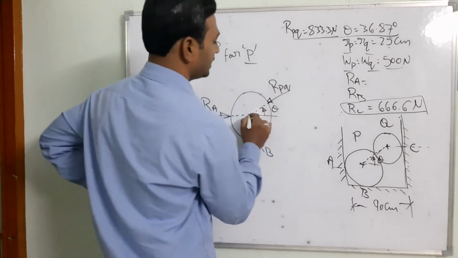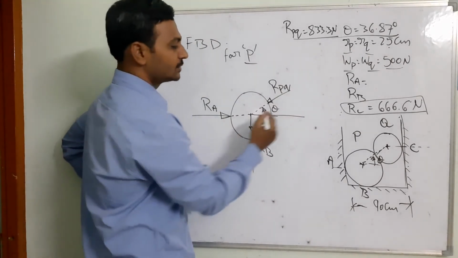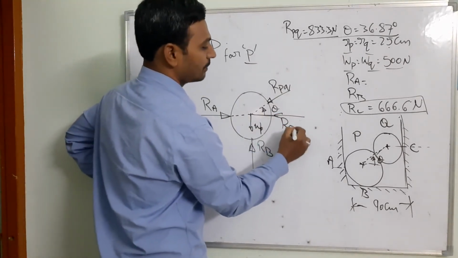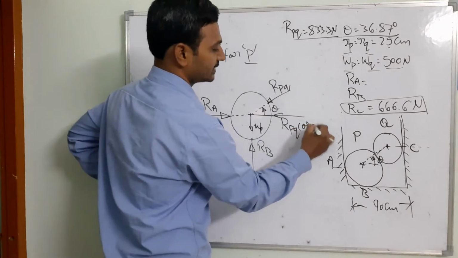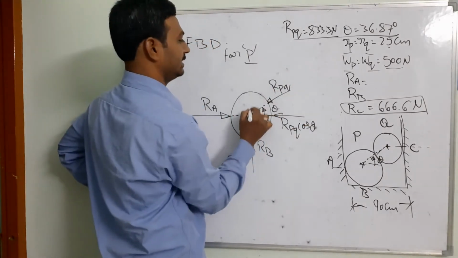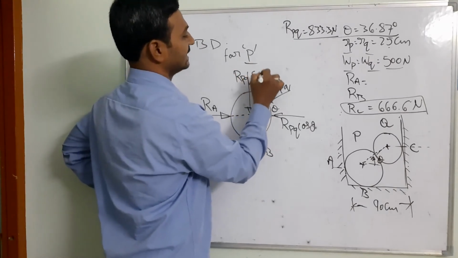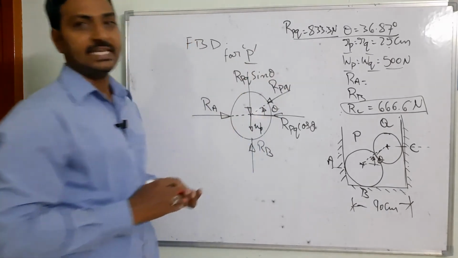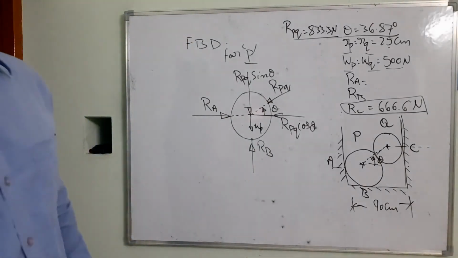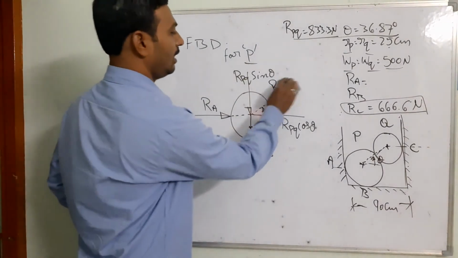When I am resolving the horizontal direction, the force is going to be trying to move towards the left side. So this is going to be your RPQ cos theta. Similarly, another force is going to be resolved into the vertical direction. That is going to be your RPQ sin theta. Can you see the single force I have resolved into the two components? One is vertical, one is horizontal.